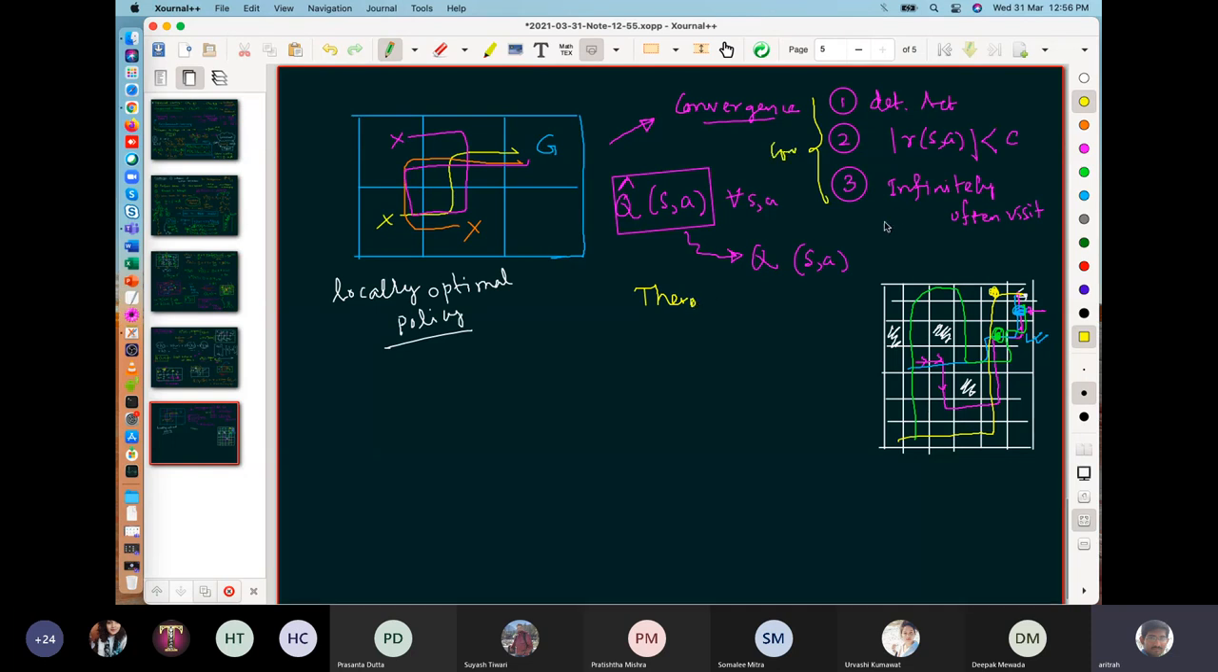And if you are interested to look at the convergence proof, you just go to Tom Mitchell's book. The detailed proof is there. It's a theorem that this will converge. Okay, sir. It is clear.